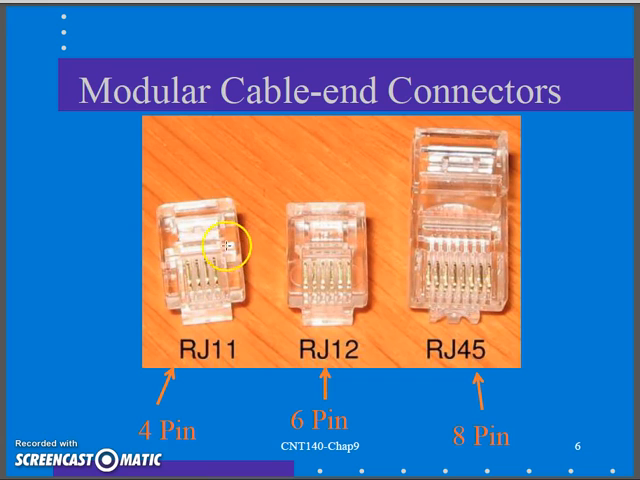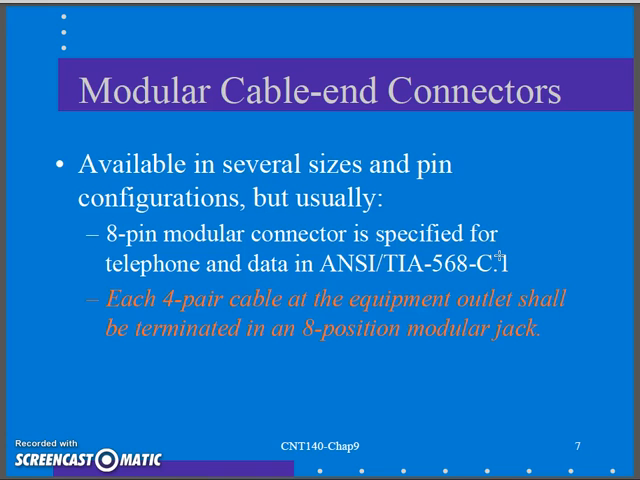If I look at my 4-pin modular connector, a lot of people call it RJ11. That's your 4-pin. This would be a typical analog phone line that I would use. 6-pin, or RJ12, you encounter that sometimes with phone wiring, sometimes with multiple phone lines in a building. And then last, the one we're most concerned with, our 8-pin modular connector, or RJ45.